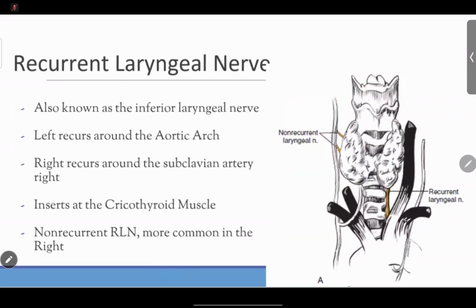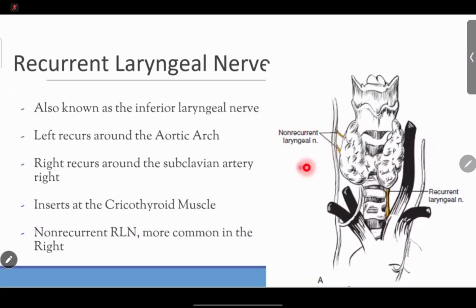So next would be your RLN, recurrent laryngeal nerve, also known as your inferior laryngeal nerve. Recurrent because it recurs on two structures. For the left, your aortic arch, then for the right is your subclavian artery. Okay? And then sometimes, in rare cases actually, you can have your non-recurrent laryngeal nerve.